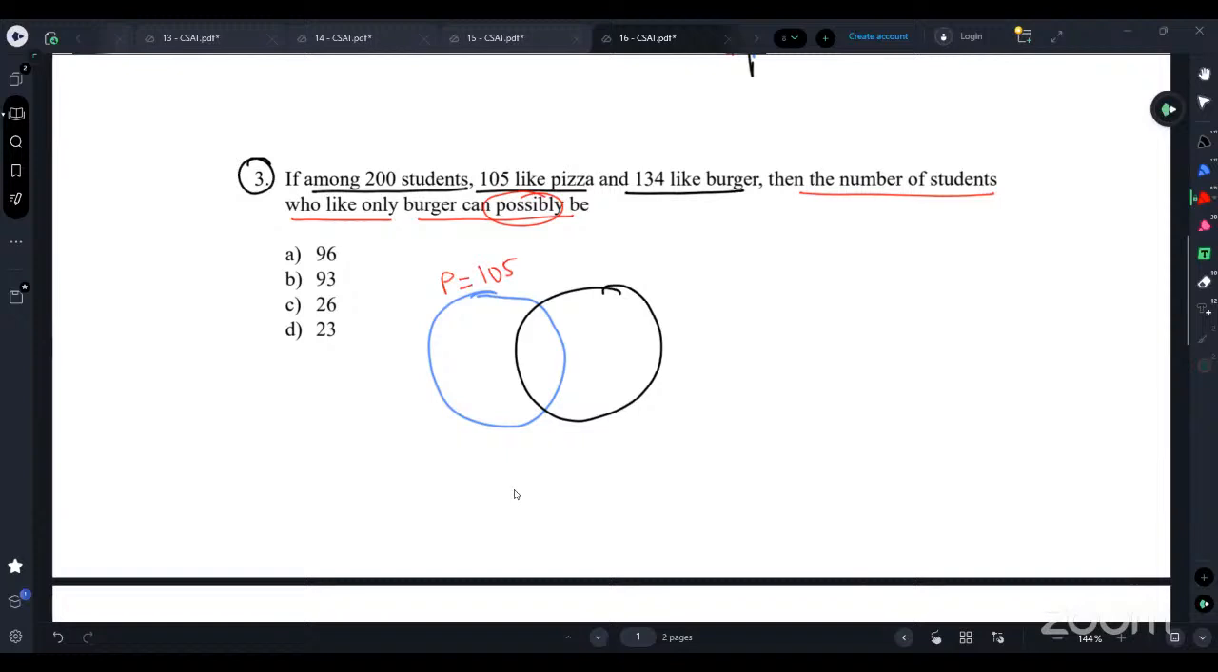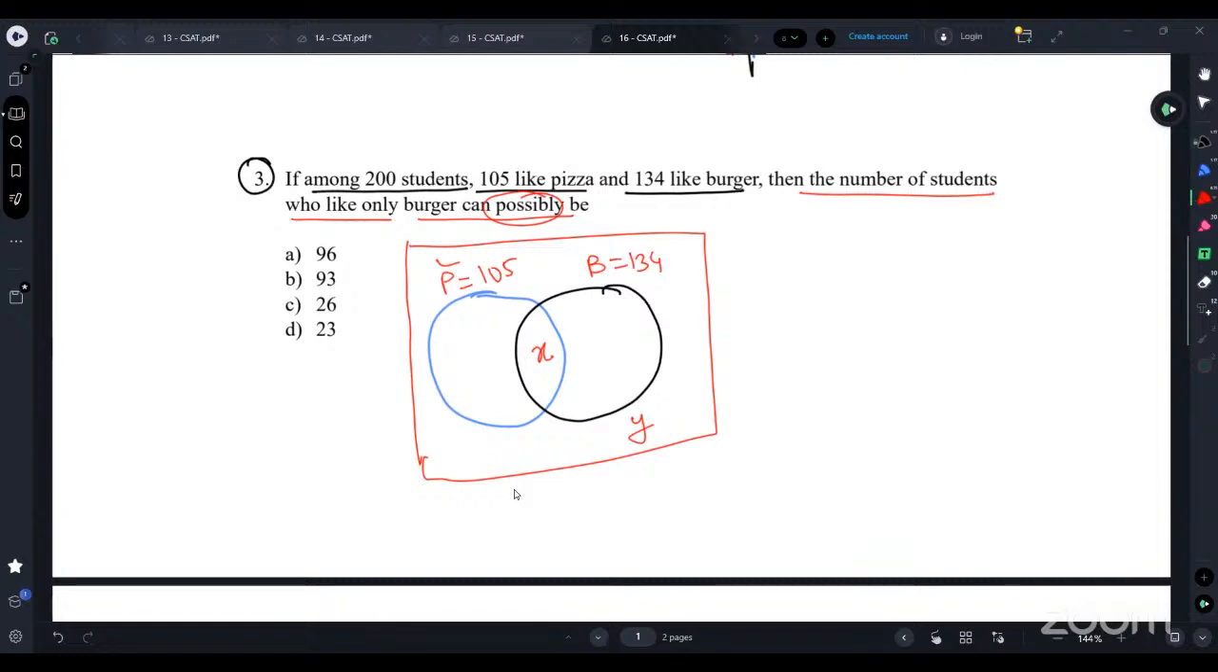105 students like pizza, and 134 like burger. So let's say I will assume that X number of students like both pizza and burger. But you are forgetting one thing. There will be some number of students Y who do not like pizza as well as burger. So basically, they don't like pizza and burger, right?